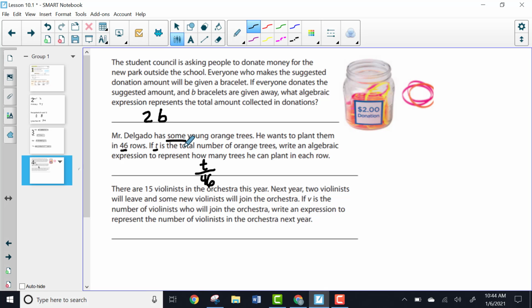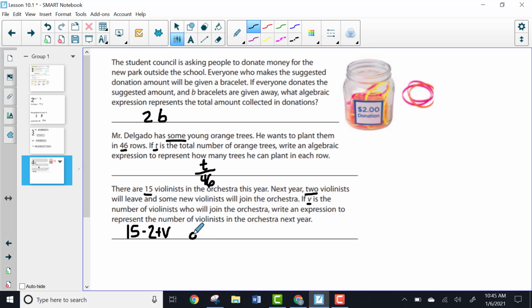So we have a couple of different ways that we could write this. We actually have two constants for this, and we know some new violinists will join the orchestra, so V is going to represent that idea. We have 15 violinists in the orchestra. 2 are going to leave, so leaving, subtraction. And then some will join the orchestra, so we can do 15 minus 2 plus V. That would be a way to represent that.